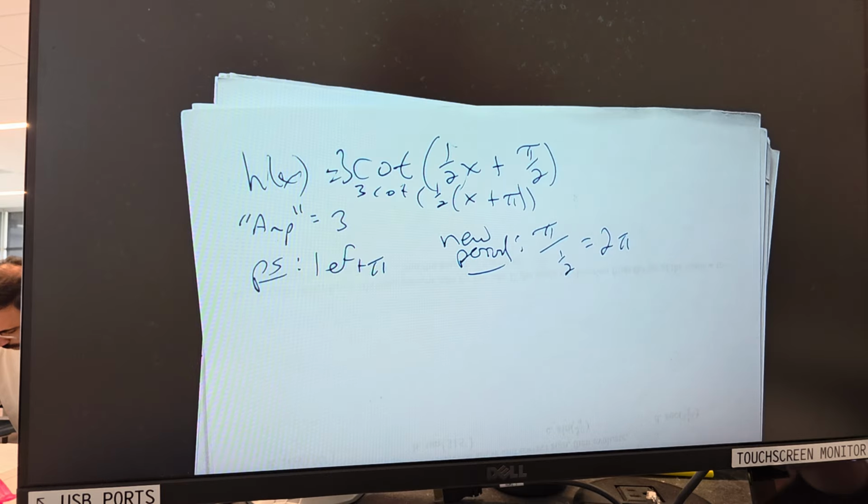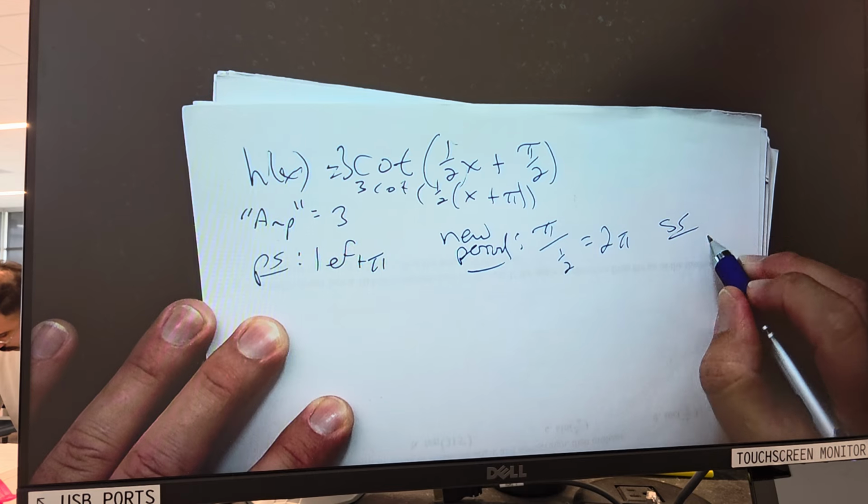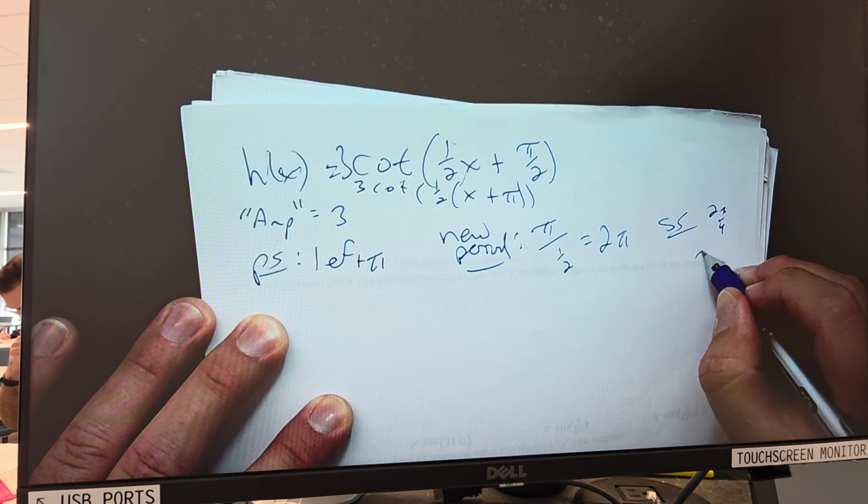Let me see. Sorry, if I'm going too fast, let me know. If I'm going too slow, deal with it. How do we get the step size now? 2 pi divided by 4. Yeah, the new period divided by 4. So step size will be 2 pi over 4, pi over 2.